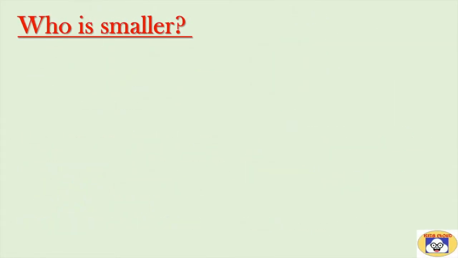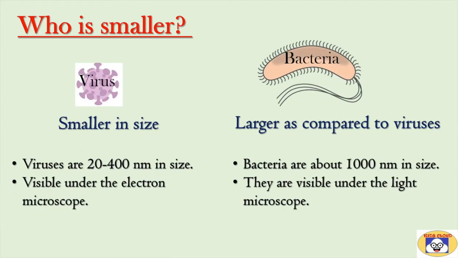Who is smaller? We can find the difference in their size too. Viruses are 20 to 400 nanometer in size and visible under the electron microscope. In case of bacteria, bacteria are larger as compared to viruses. Bacteria are about 1000 nanometer in size. They are visible under the light microscope.